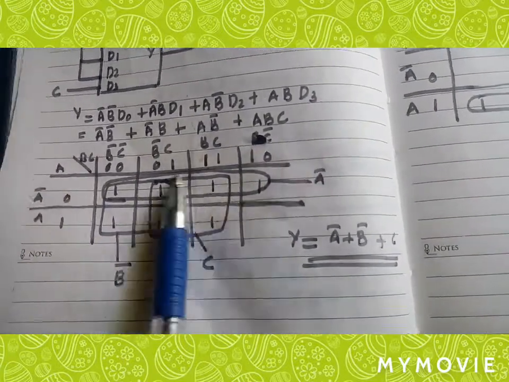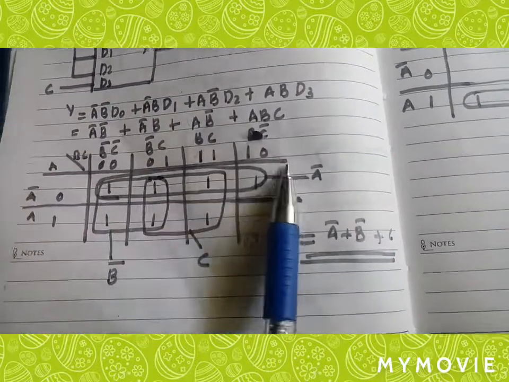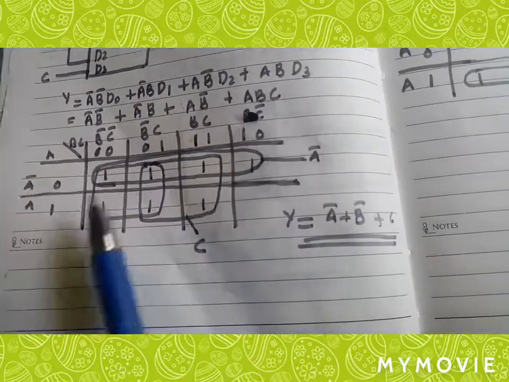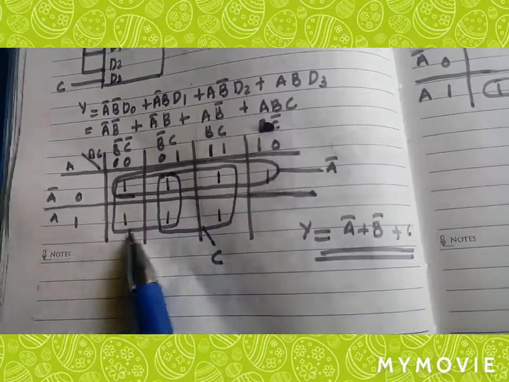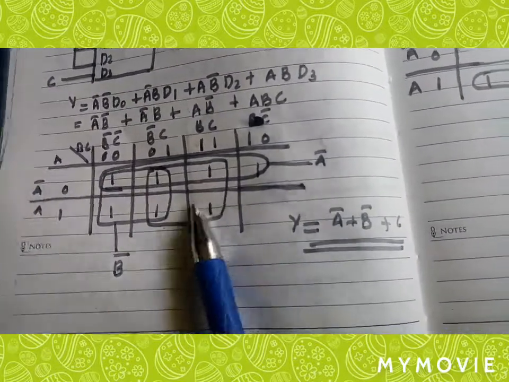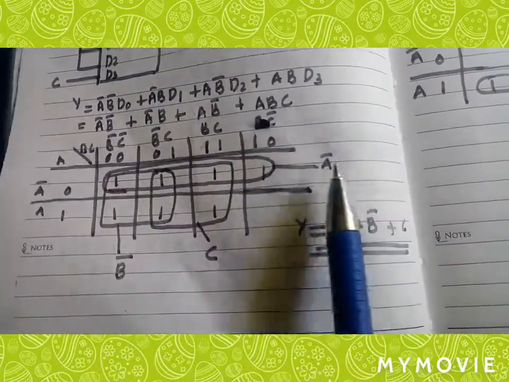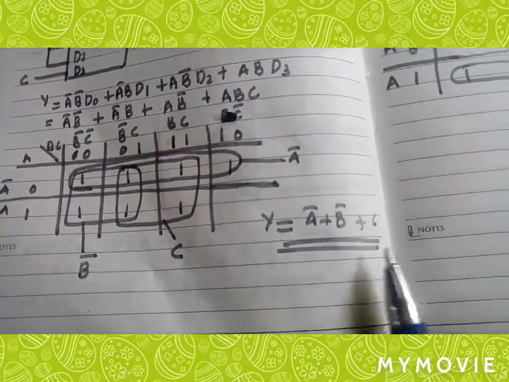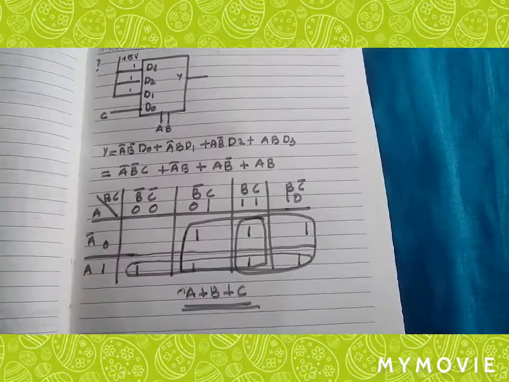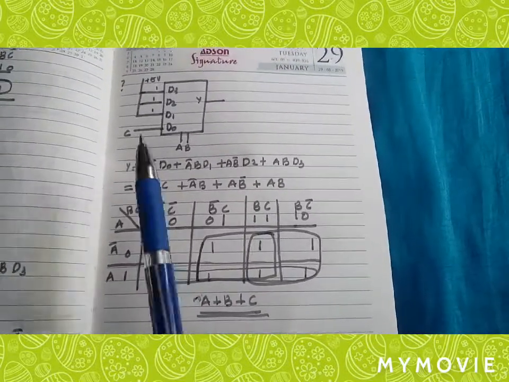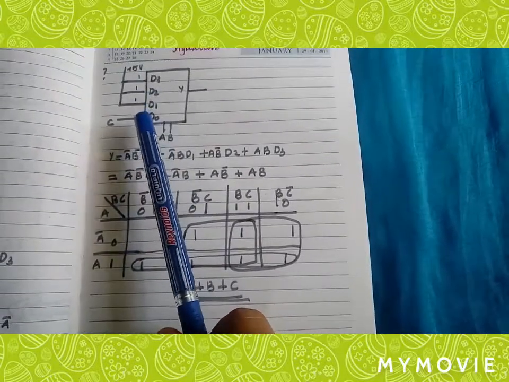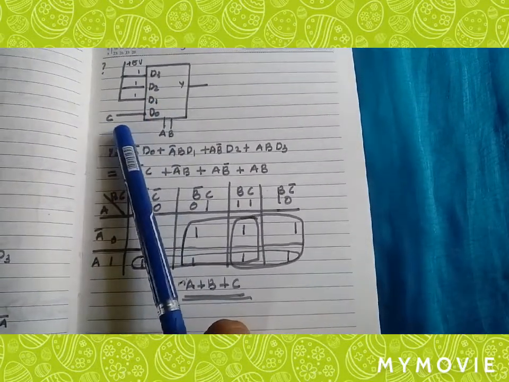So we can find the minimization by a quad, here also a quad, here also a quad. So from this quad we know that B bar only does not change, so B bar. Here C does not change, C. Here A bar is the answer. So A bar plus B bar plus C is the answer for this multiplexer. Here we are considering the multiplexer. D1, D2, D3 are the inputs. Here the higher voltages are attached to the inputs.